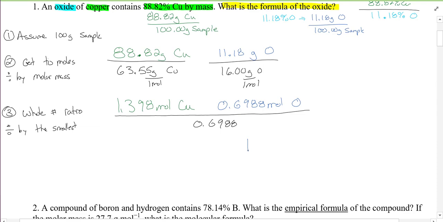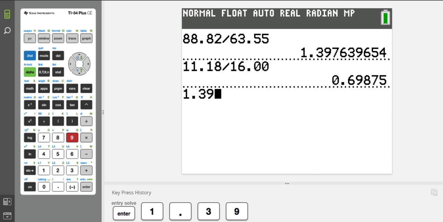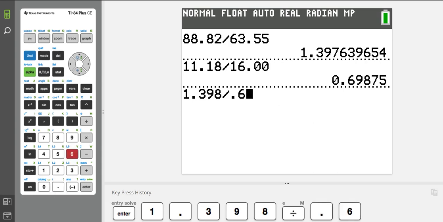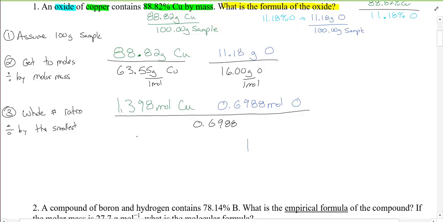And what do I get for copper? So 1.398 divided by 0.6988. I get 2.000. That's 2. So I get 2 for copper. So the empirical formula is going to be Cu2O, which happens to be copper 1 oxide.